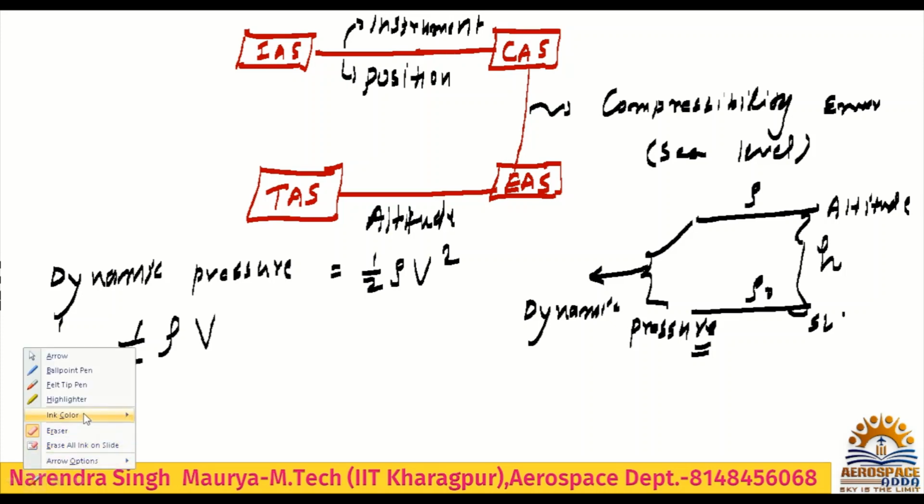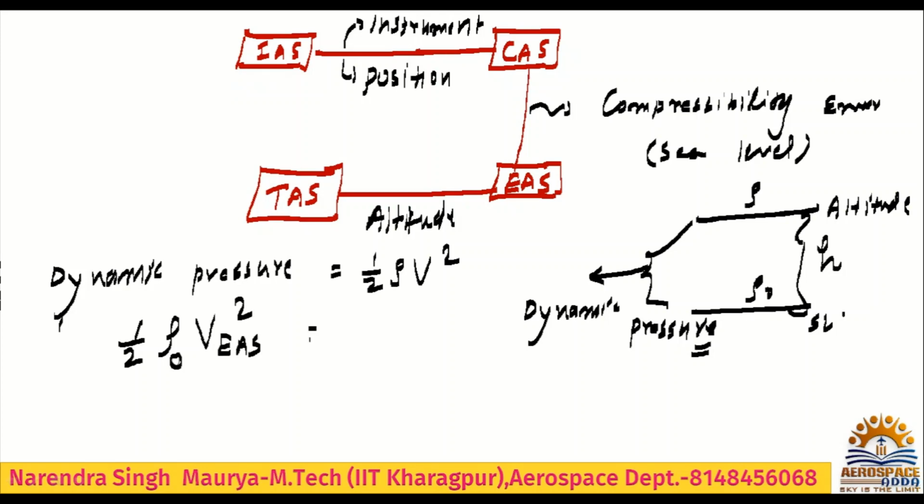All right, it is given rho naught, so it is nothing but rho naught. If you take the sea level correction, then you will get equivalent air speed. So this is equivalent air speed, equal to dynamic pressure, as I mentioned, and at that particular altitude, what is the density? It is nothing but rho. If you correct the altitude errors, then you will get true air speed square.